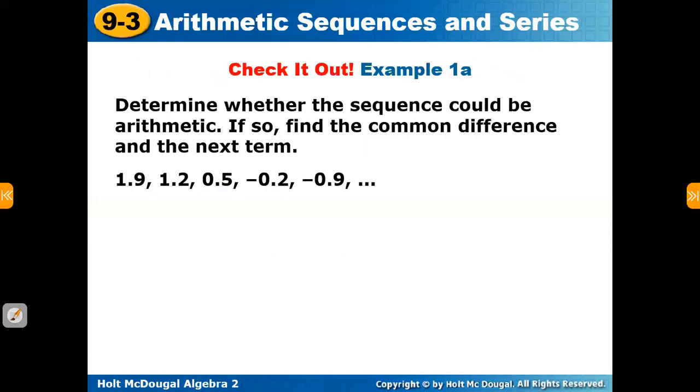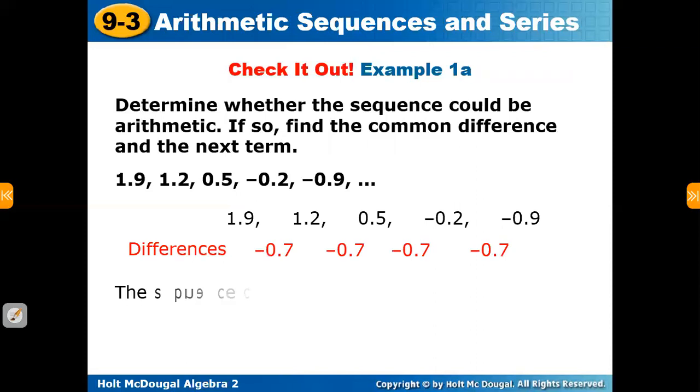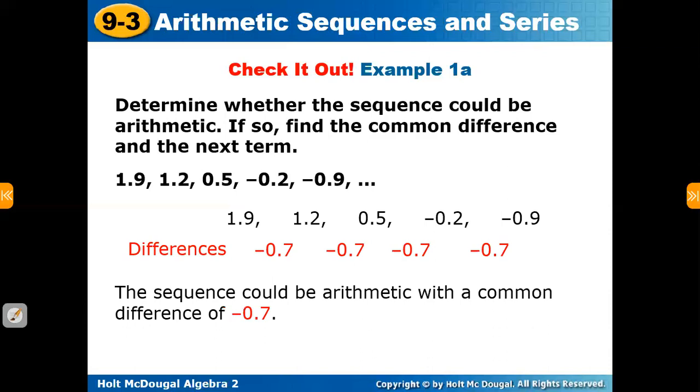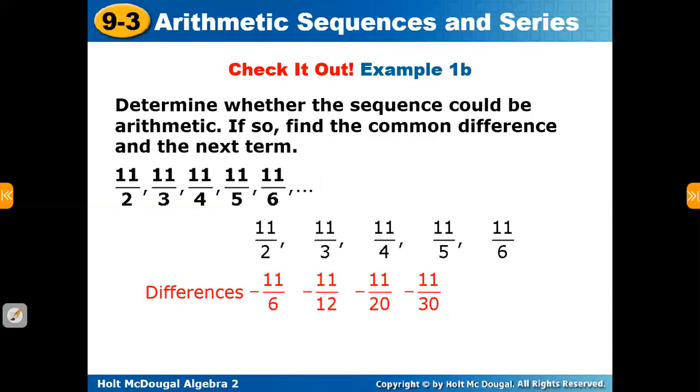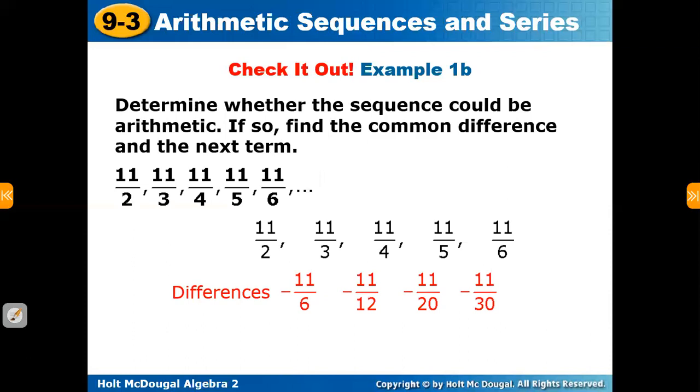So there are more examples if you go through. So here the common difference is minus 0.7, so we can say that it is constant and it is an arithmetic sequence. The next term would be minus 0.9, and just add the common difference. So minus 0.9 plus minus 0.7, which is minus 1.6. Here the difference is not constant, and hence it is not an arithmetic sequence.